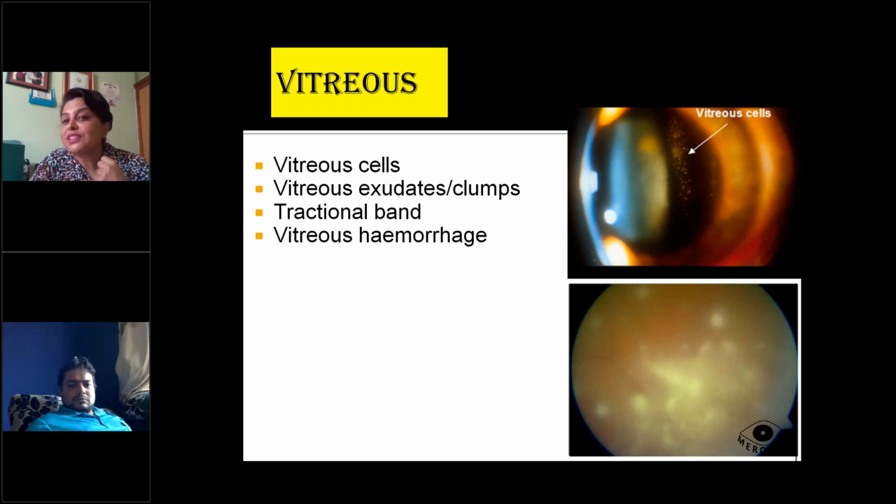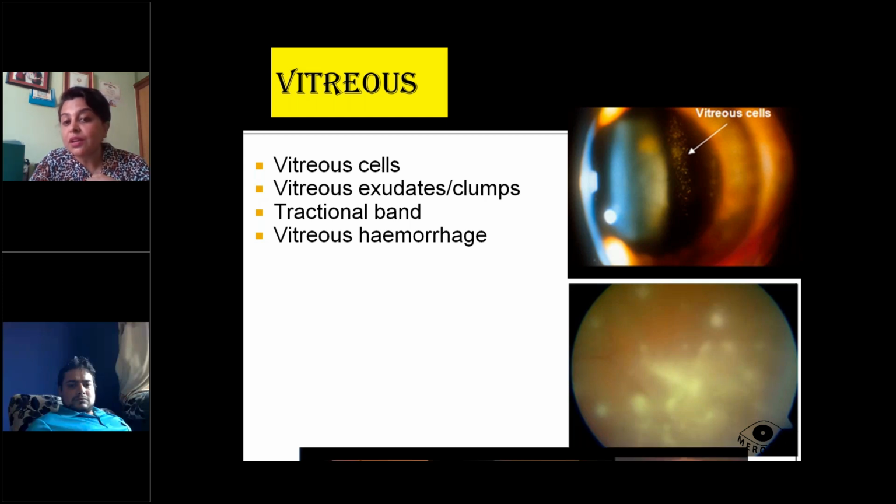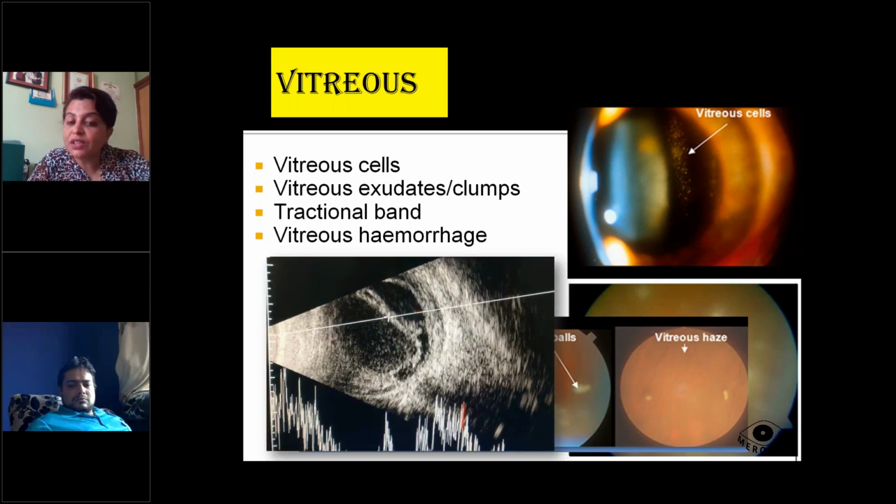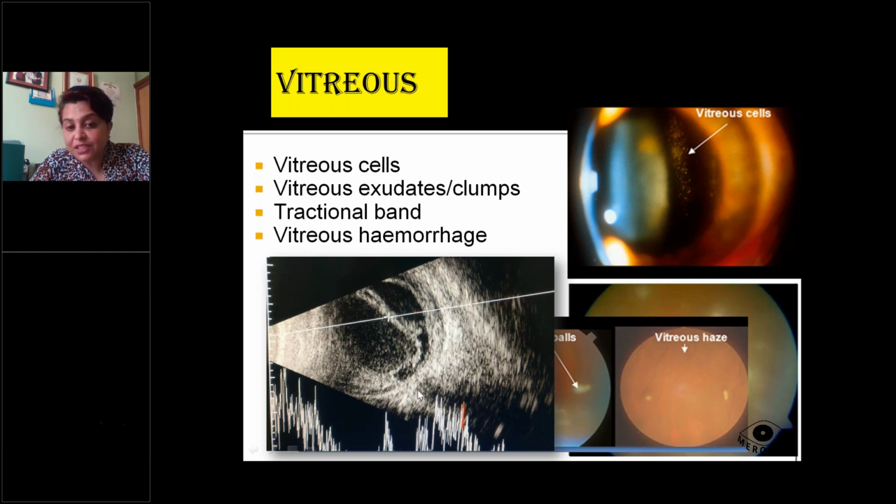Now, the vitreous plays a very important role, and the vitreous findings have to be cautiously noted. There could be cells, clumps, exudate, or hemorrhage in a uveitis patient. These clumps may sediment down as balls or lie in a banking pattern as snowbanks, and this can be visible with the help of ultrasonography and other investigations. This is the ultrasonography of a patient where we can see dense vitritis along with retinal detachment.